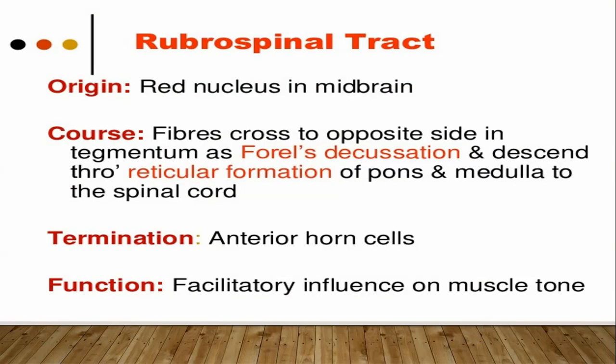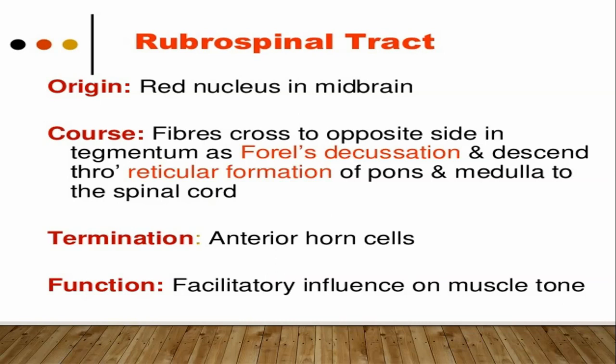Then rubrospinal. The rubrospinal tract originates from the red nucleus in the midbrain, mainly the magnocellular portion of the red nucleus located in the midbrain tegmentum. These fibers decussate in the midbrain, descend through the pons and medulla, then take up a position just ventral to the lateral corticospinal tract in the spinal cord.